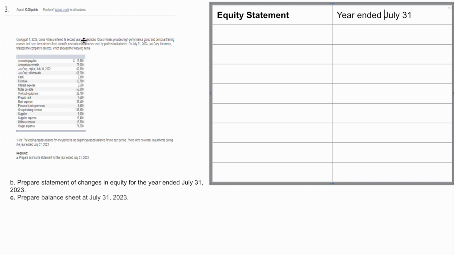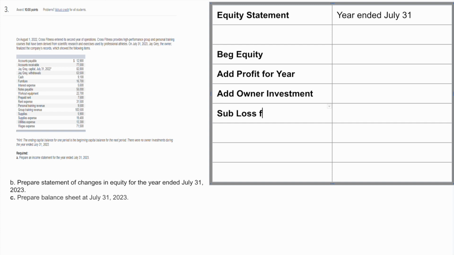So the equity statement is a measure of how much the owner owns of the business throughout the year. And we've seen that we start off with the beginning equity. We add in profit for the year. We add in the owner investment. And we subtract any losses. And we also subtract any owner withdrawals.